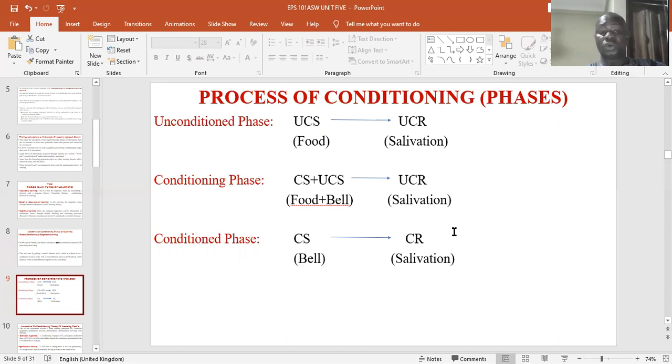Unconditioned means you have not learned. Conditioning means you are learning, and conditioned means you have learned. You have learned.